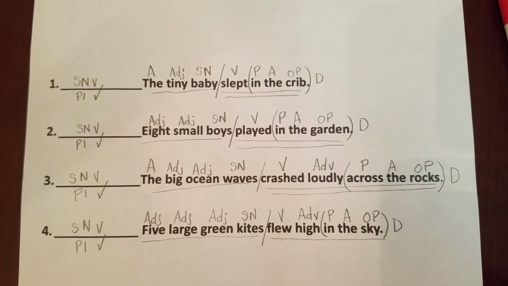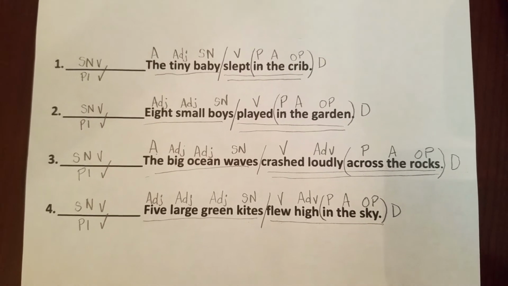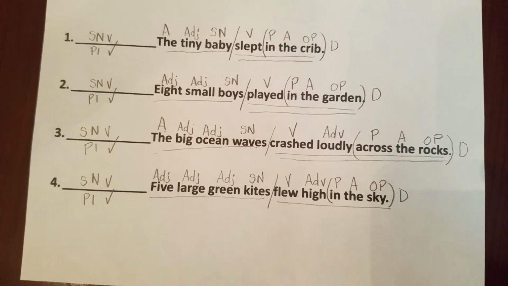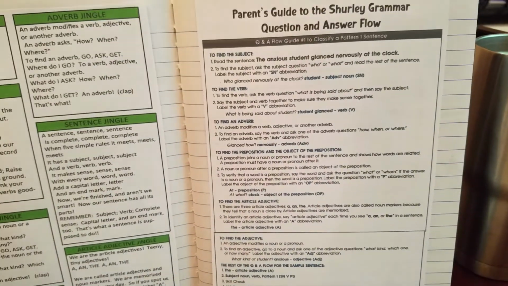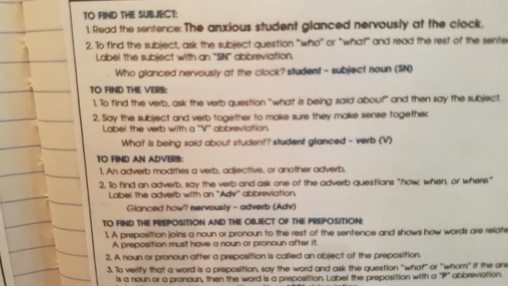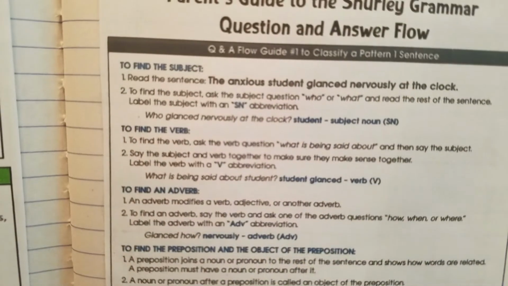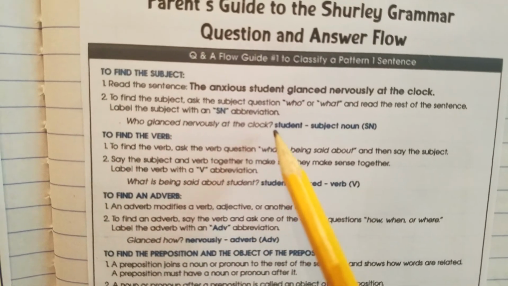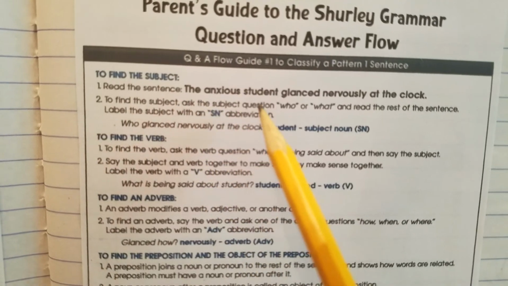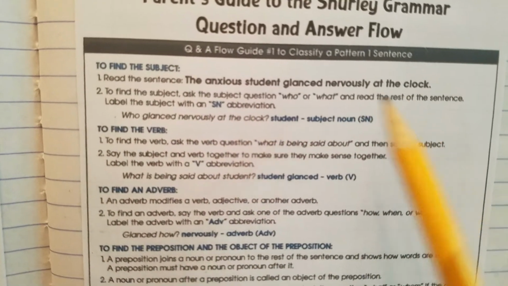Okay, so I hope that was helpful. If you have any questions, please don't hesitate to let me know. But watch this video as many times as you can. Don't forget, review that parent's guide to the Shurley Grammar question and answer flow. It has exactly what I just taught, which was, you'll see who glanced nervously at the clock, because the sentence is the anxious student glanced nervously at the clock.